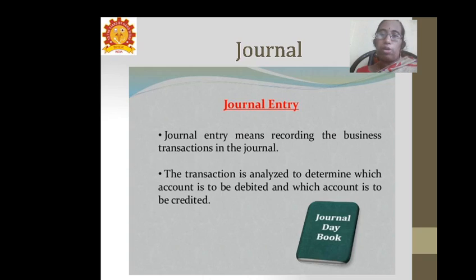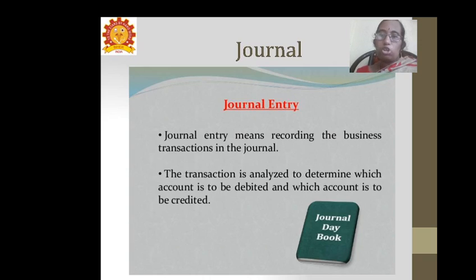The first step, in order to record the transactions, is the journal. The journal is the book of original entry, in which we are recording. The first step of accounting is recording the transaction. When the expenses are incurred, they have to be recorded. So the journal entry brings the recording of the business transactions into the journal.